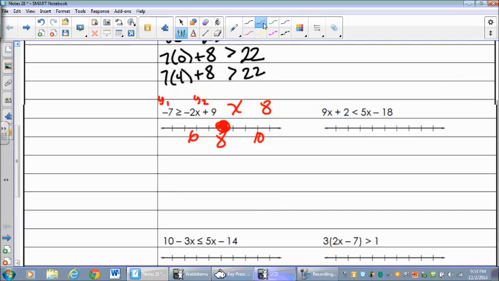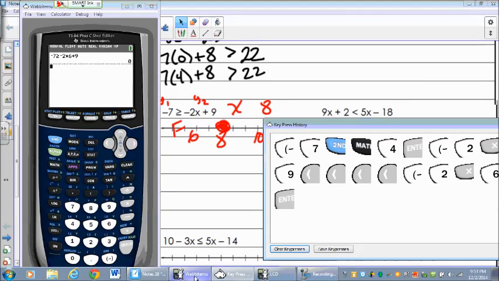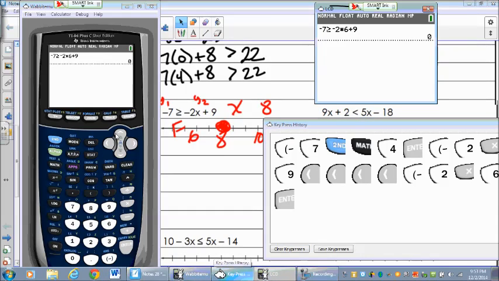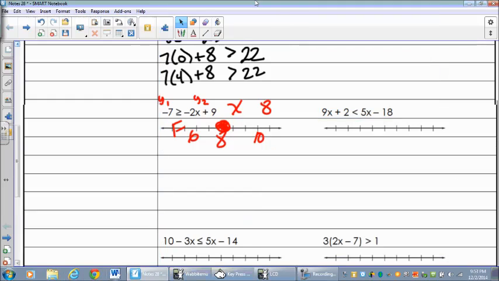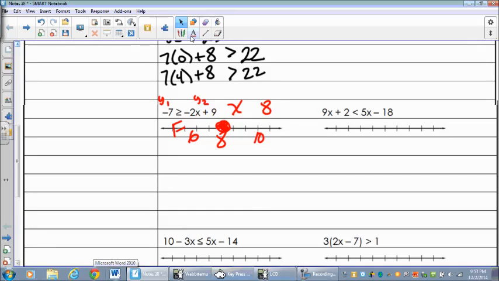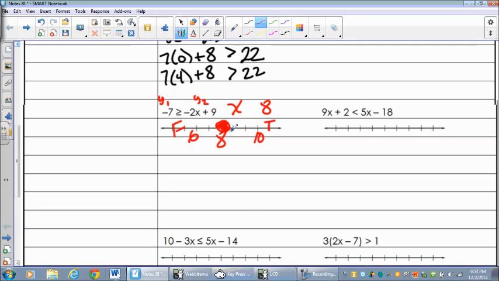Let me get back over here. So the 6 was a false statement. That means the 10 must be true, but I want to double check. Just make sure. If I pull this back and enter, I'm going to change the 6 to a 10 and enter, and I get a 1. That does verify that the 10 is true, and we always shade the true side, so I'm shading to the right.